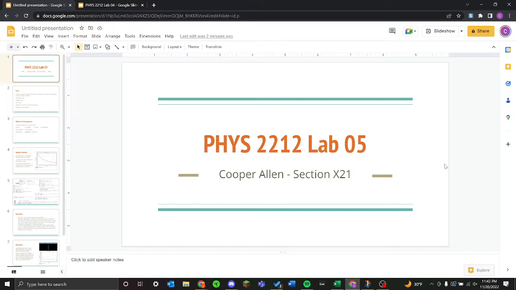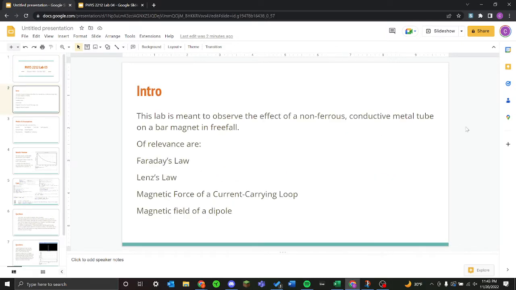I'm in Section X21. This lab is meant to observe the effect of a non-ferrous conductive metal tube on a bar magnet in free fall through it. Of relevance to that are Faraday's law, Lenz's law, the magnetic force of a current-carrying loop, and the magnetic field, and therefore force, of a dipole, which represents the bar magnet.